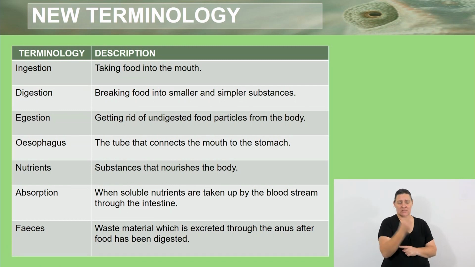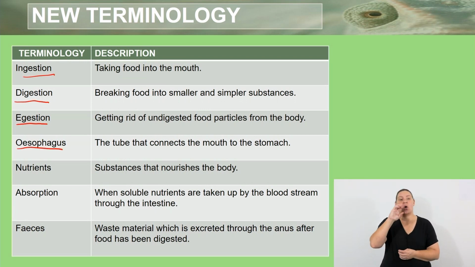So the first term that we looked at was ingestion, which is the taking in of food through the mouth. We then spoke about digestion, which is breaking down food into small particles or substances. And then we spoke about egestion, which is getting rid of undigested food or undigested particles. And then we spoke about the esophagus, which is the tube that connects the mouth and the stomach. We then spoke of nutrients, which are substances that nourish our bodies.